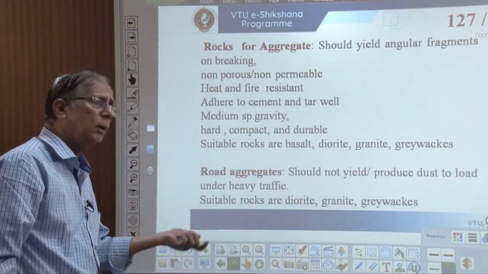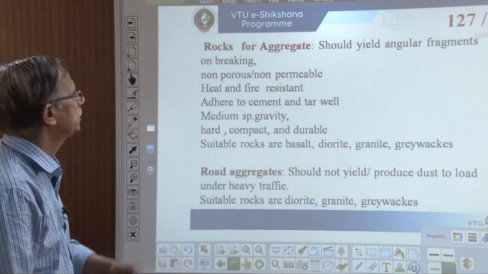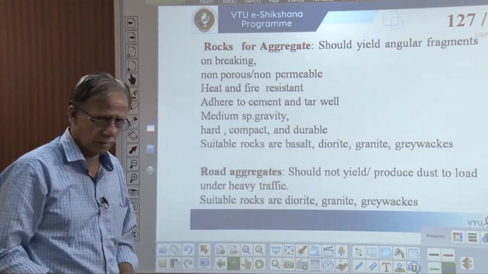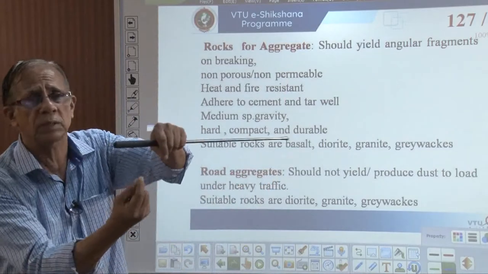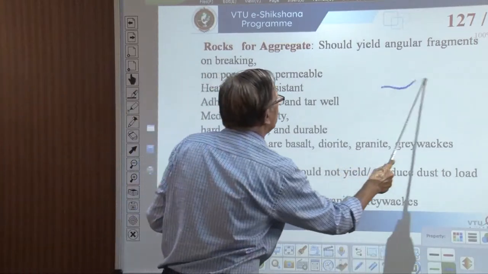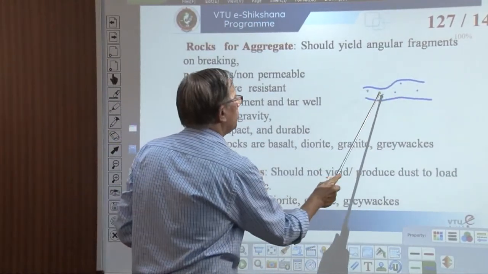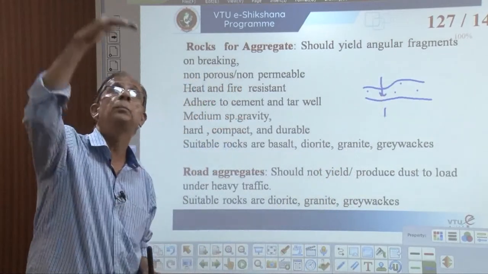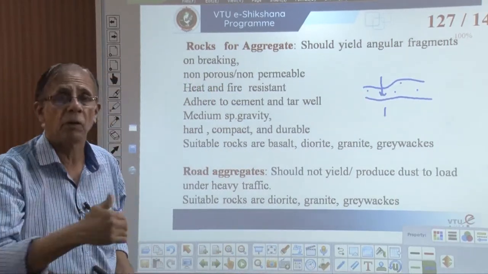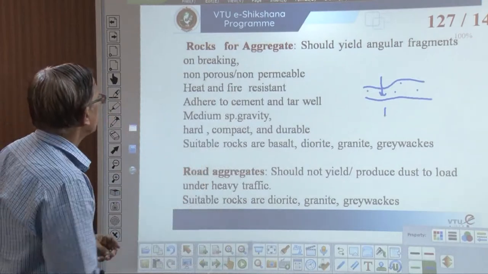Therefore, any rock that yields angular fragments on breaking is good. Another important property is that it should be non-porous and non-permeable. Porous means it has cavities; permeable means the cavities are interconnected, so water can move from one end to the other. If I use a permeable rock in a concrete structure, with lots of porous aggregates, water can percolate through and seepage happens. Therefore, rocks free from porous, permeable structure are suitable for aggregate.